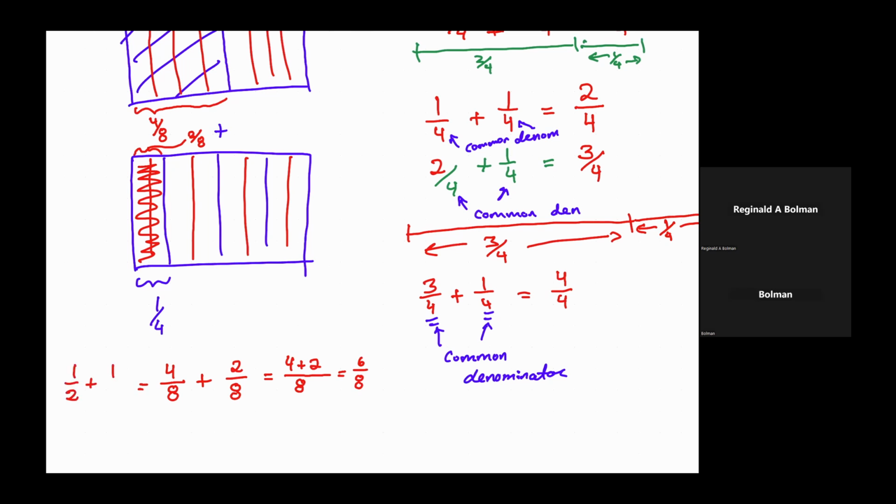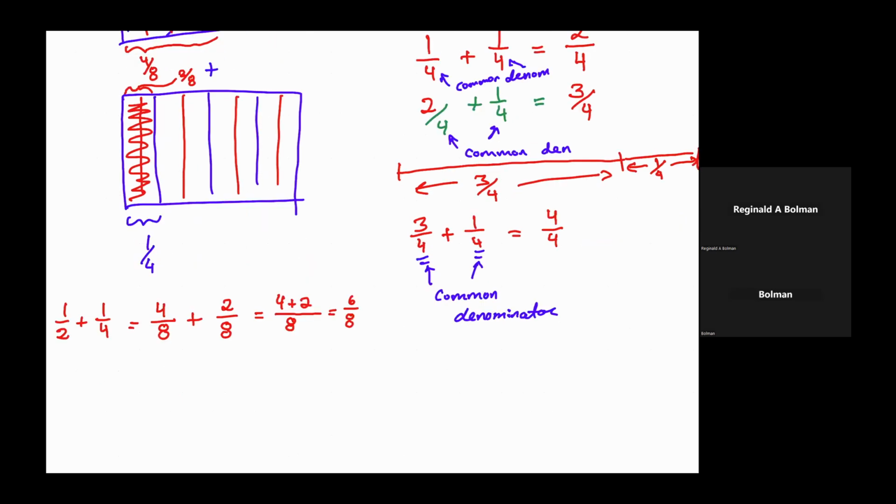So we would say that 1/2 plus 1/4 is the same thing as taking a candy bar that has been sliced into 4/8 pieces, adding it with 2 pieces of a candy bar that has been sliced 8 ways. And when you add those together, you get 6/8 of a candy bar.